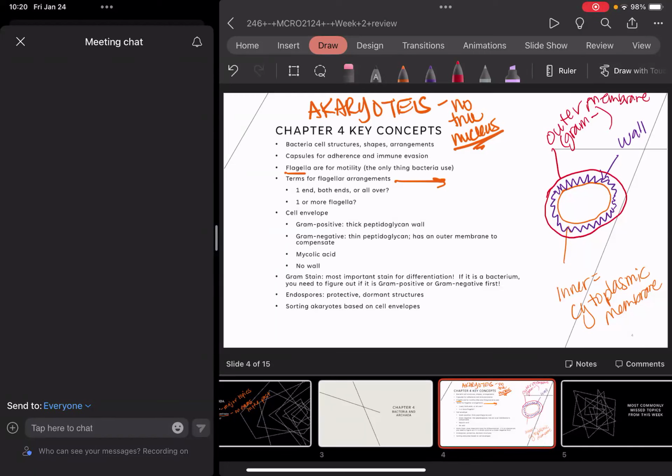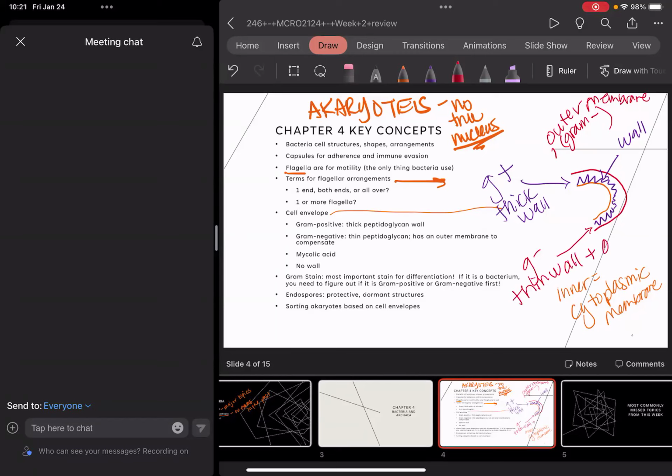For gram-positive bacteria, their cell wall is very thick. So I'll just put G plus, thick wall. And then for our gram negatives, they have a thin wall plus outer membrane. Okay, so that's the difference between gram positive and gram negative, literally like that. This is our defining difference.